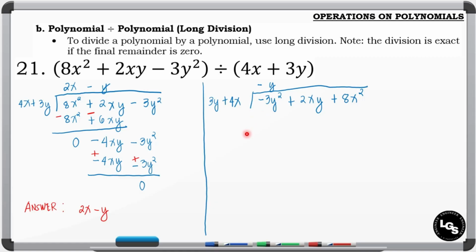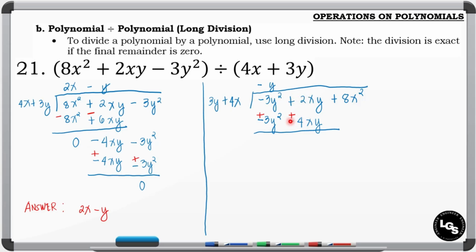Then next, if we have the quotient, let's multiply this by the divisor. So negative y times 3y, that is negative 3y squared. Again, negative y times positive 4x, so that is negative 4xy. And for the next step, change the sign because we need to subtract. So let's change the sign. Positive, then this will also become positive. Then let's proceed to addition.